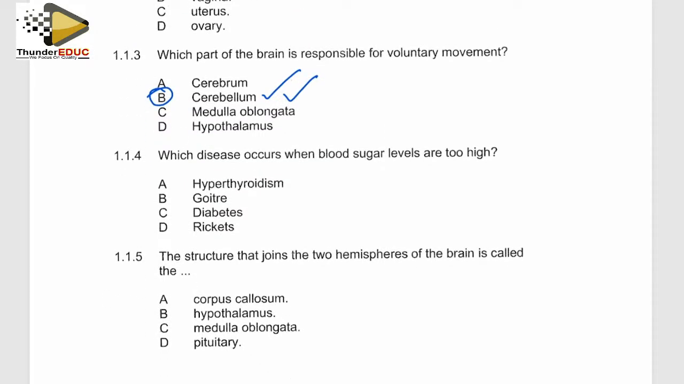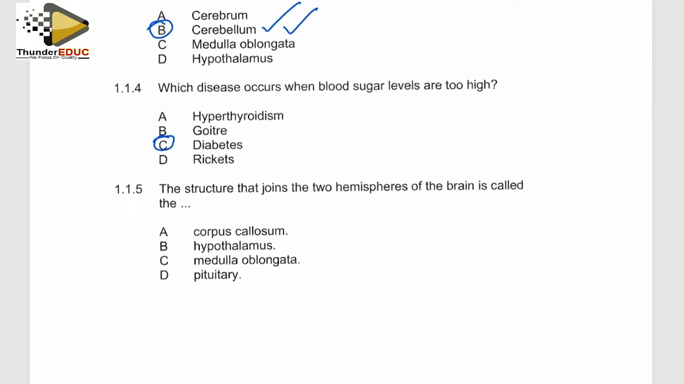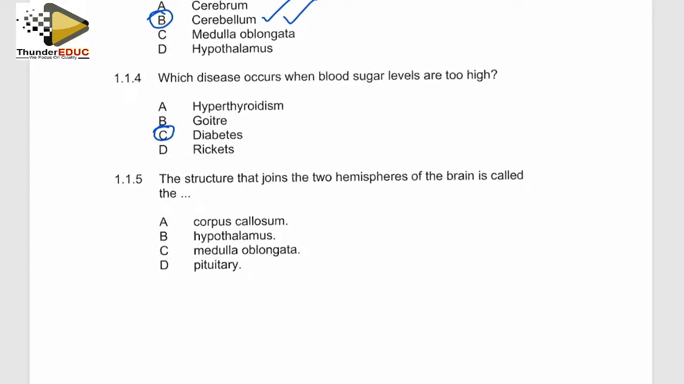Then, which disease occurs when the blood sugar level is high? When blood sugar level is high, we call it hyperglycemia. But based on our level, we don't have it here. Here it is diabetes. Remember, diabetes can be when sugar is too high or too low, so it's still diabetes.